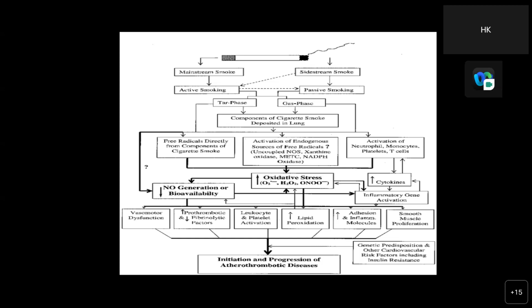All that leads to oxidative stress and decreased nitric oxide generation or bioavailability, and increased cytokine levels, which lead to vasomotor dysfunction and increased prothrombotic factors like von Willebrand factor, fibrin, and thrombin, and a decrease in fibrinolytic factors like tissue plasminogen activator and plasminogen activator inhibitor 1. Both are reduced, leading to an increase in plaque formation, increased leukocyte and platelet activation, and increased lipid peroxidation, which leads to increased foam cell deposition. Together with genetic predisposition, all that leads to the formation of the plaque.